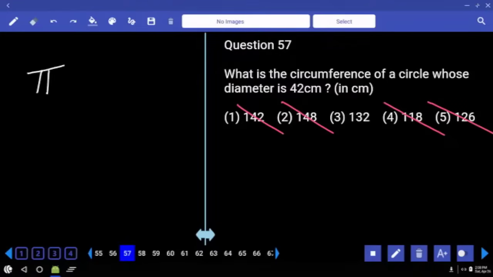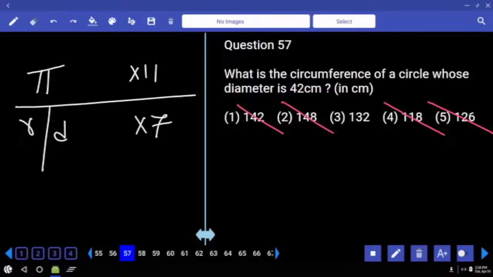If you have pi in the formula, the answer must be a multiple of 11. If your question is about radius or diameter, the answer must be a multiple of 7. I know only these 2 points in areas and volumes.